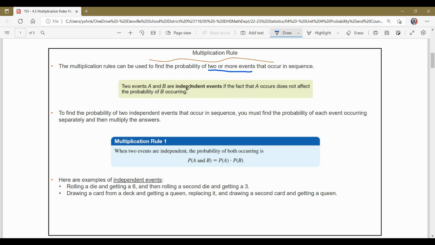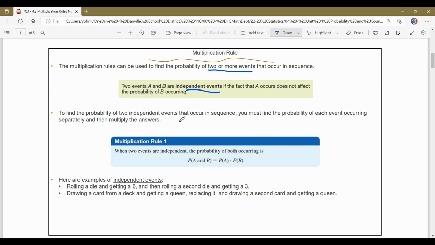Two events, A and B, are independent events if the fact that A occurs does not affect the probability of B occurring. So if you have two events and the fact that one occurs is not going to influence or change or affect the outcome of another event, those two events are called independent.